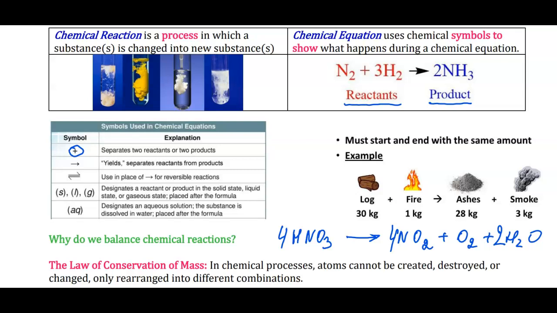Okay? This yields, or it can be like this, this sign separates reactants from products. It separates the equation into the left and right side, and the left side consists of reactants, and the right side has products. Okay.